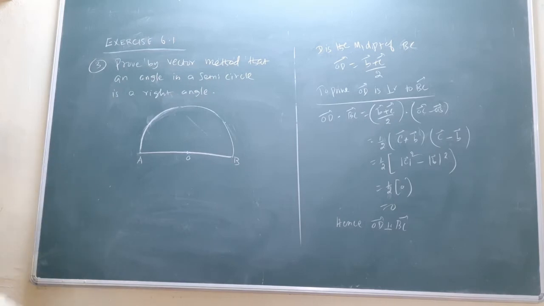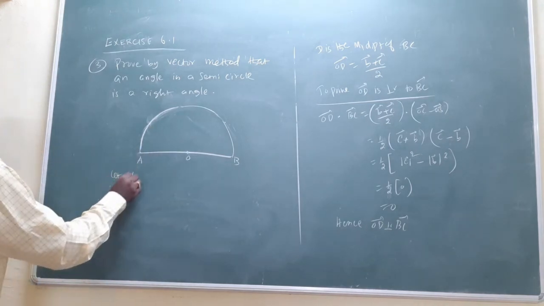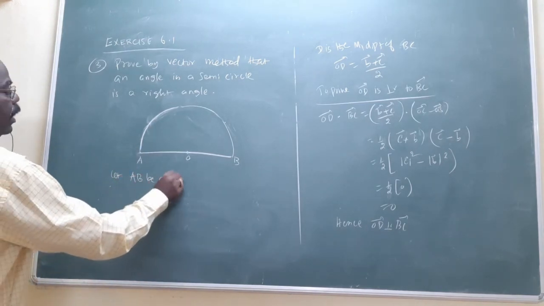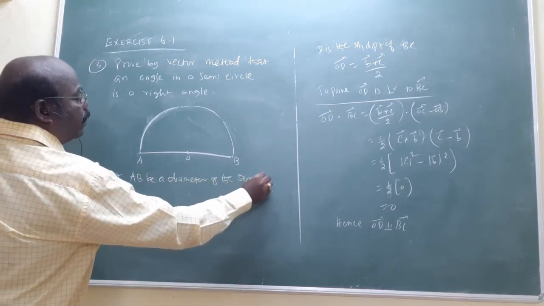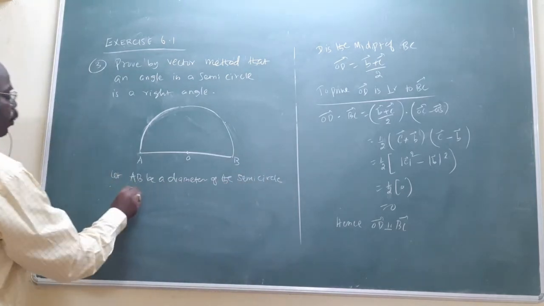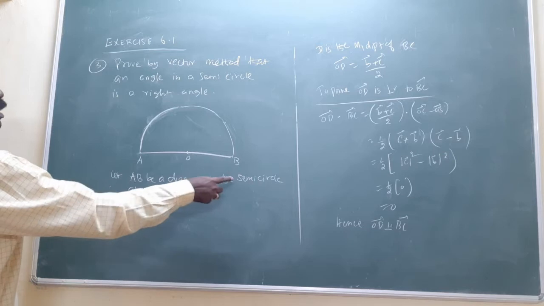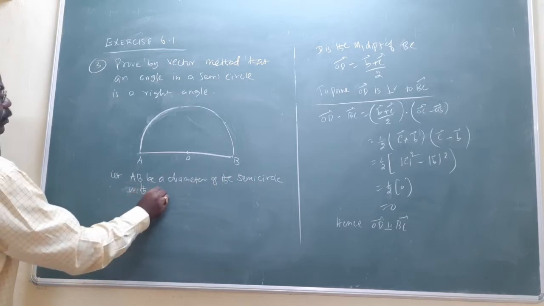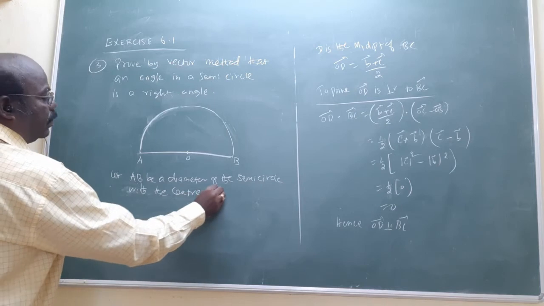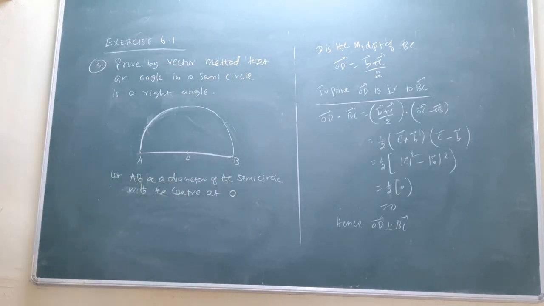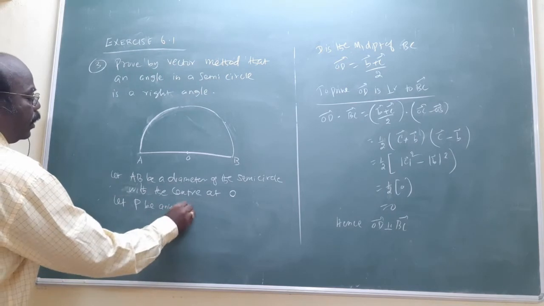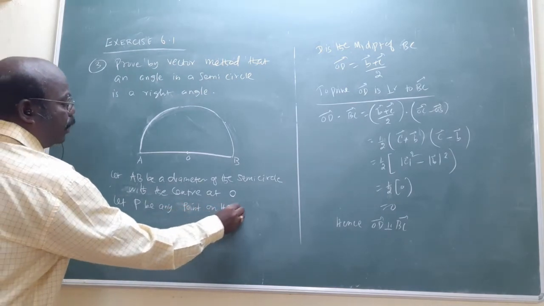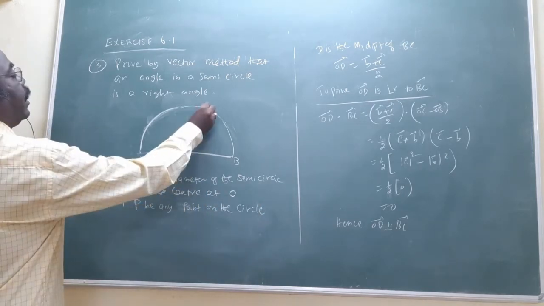First, you want to assume AB is a diameter of the semicircle with the center attached. First assumption over. Diameter, center over. Now, let capital B be any point on the circle. Any point on the circle. Now I want to assume, suppose here, point P.